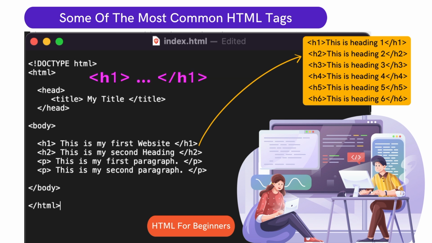The H1 element defines a large heading. HTML headings are defined with the H1 to H6 tags. Look at the yellow area here. H1 defines the most important and H6 defines the least important heading.